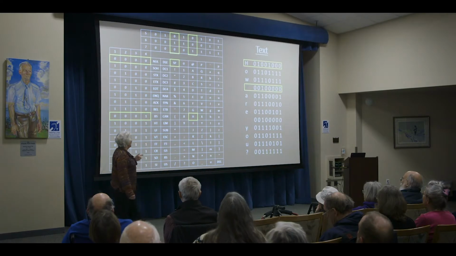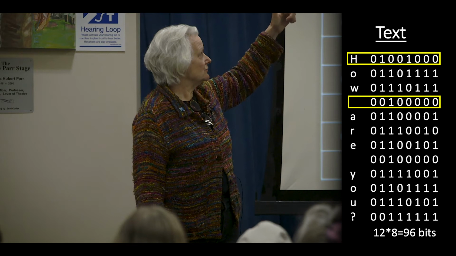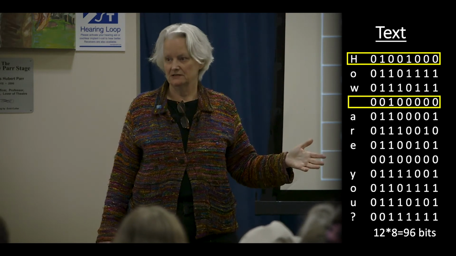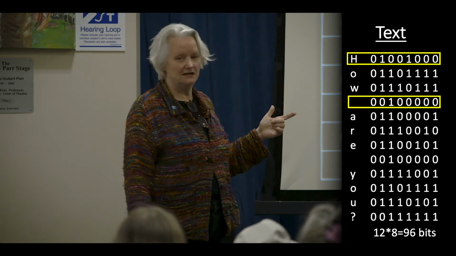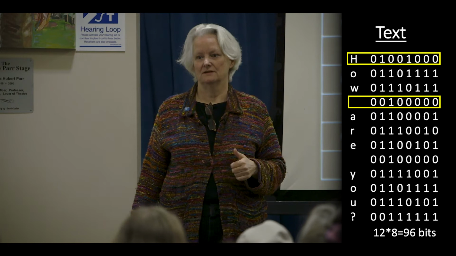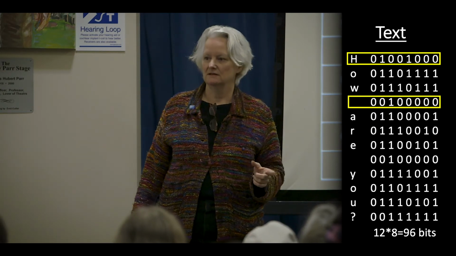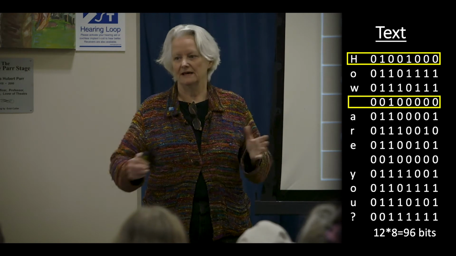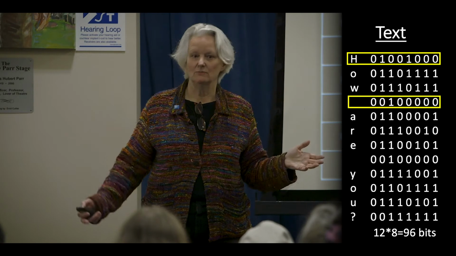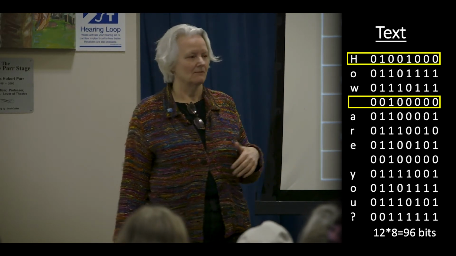Okay? Now, if you think about it, there are 12 characters, 8 bits apiece. It costs me 96 bits to send those 12 characters. All right, so 96 bits, that's not very much, but it's only one sentence, right? So if I have a whole letter to write, then it costs me that many more bits. Okay? Text is easy. What about pictures?